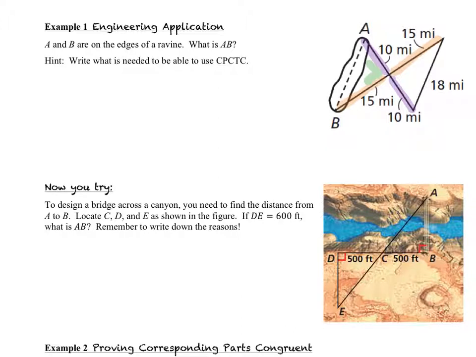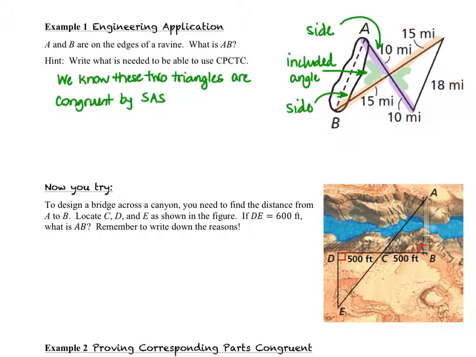And we've got vertical angles, which make these triangles congruent because of side-angle-side. And since these triangles are congruent, then we know that the measure between points A and B, or segment AB, is 18 miles. And we know this because of CPCTC, which means if we have two congruent triangles, then all of their corresponding parts are also congruent.